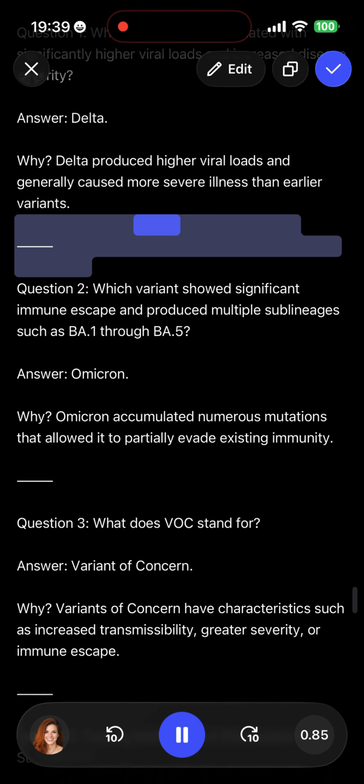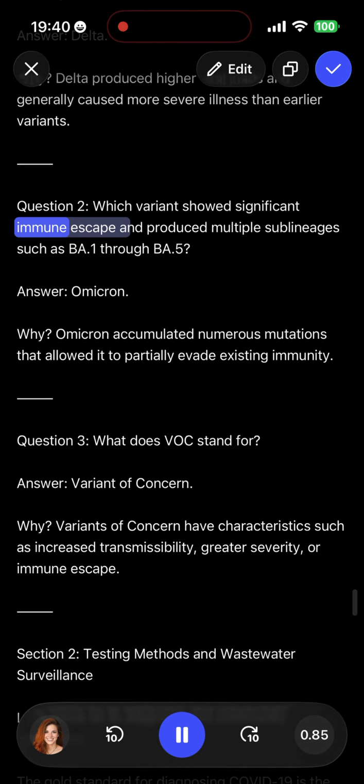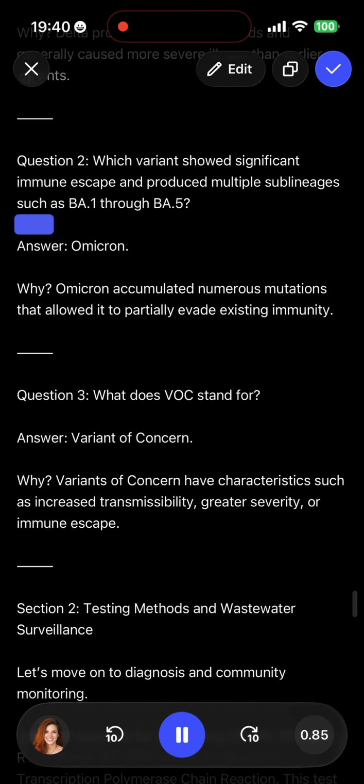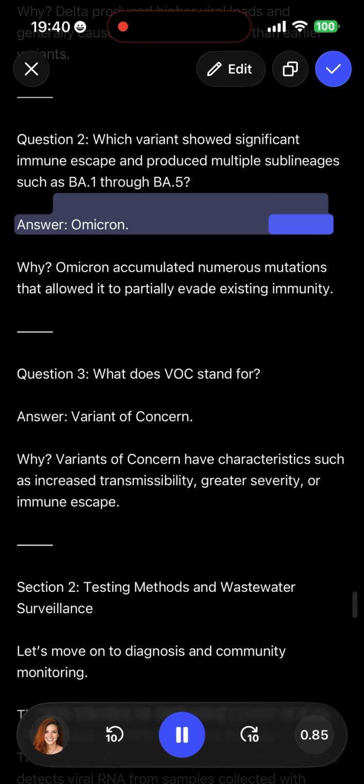Question 2. Which variant showed significant immune escape and produced multiple sublineages such as BA through BA? Answer: Omicron. Why? Omicron accumulated numerous mutations that allowed it to partially evade existing immunity.